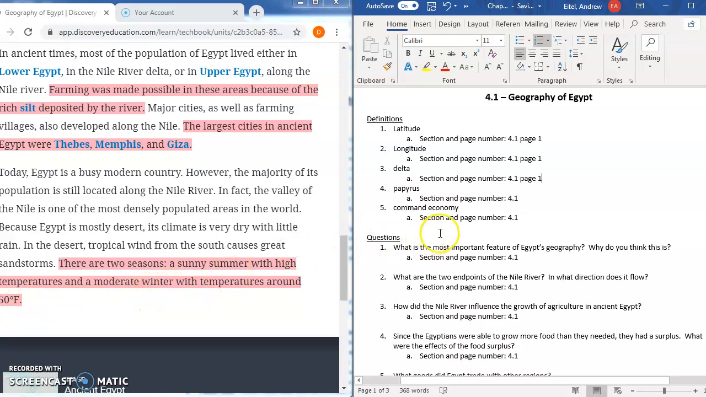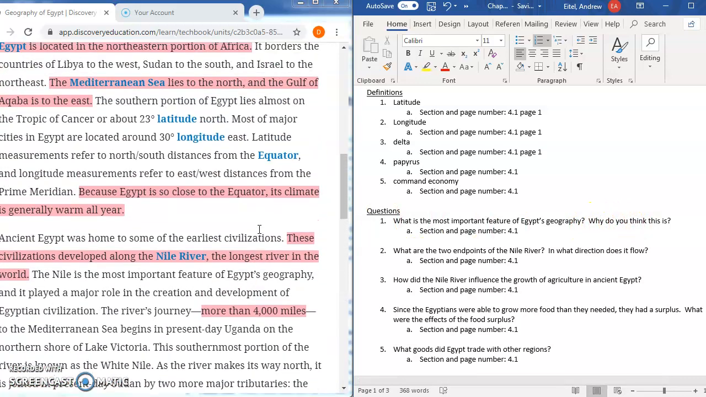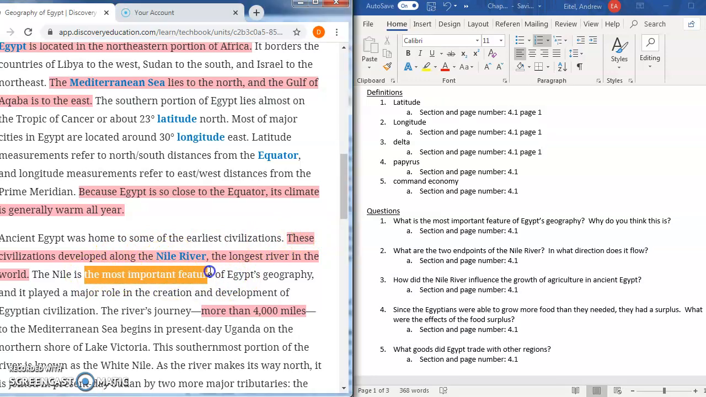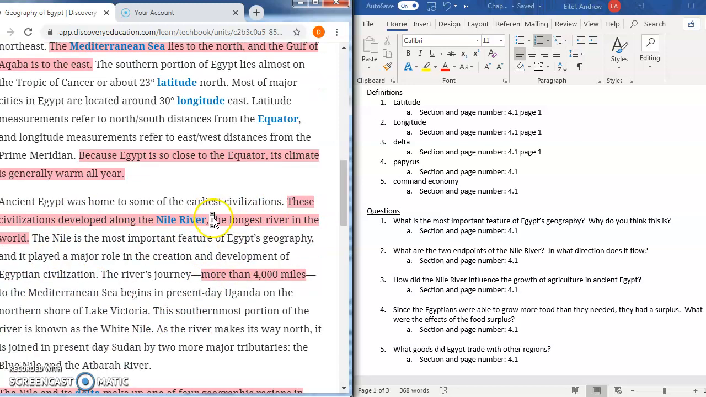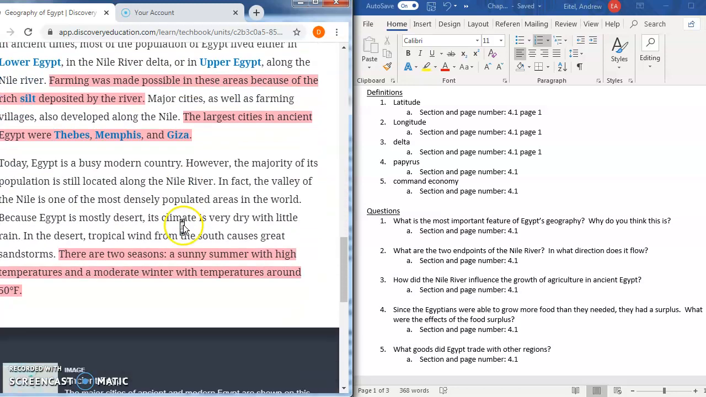So that brings us to the end of page 1. We found 3 definitions, and we can see if we answered any questions. What is the most important feature of Egypt's geography? Why do you think that is? So if we come up here, it actually says that something here is the most important feature of Egypt's geography. You know what it is. And this information here will tell you why it's important. Actually, the majority of this section will tell you why it's important.